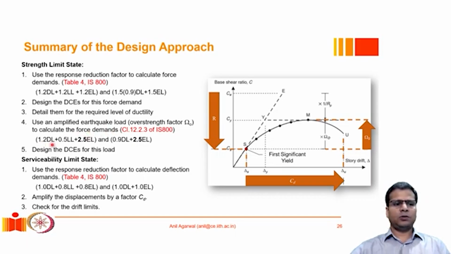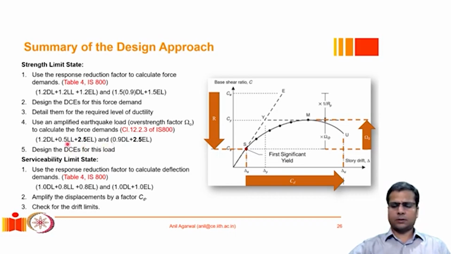For their design, we use a different set of load cases. These load cases are given in clause number 12.2.3 of IS 800, which are different from the ones that are given in general cases in Table 4. So in these cases, you might see that the earthquake loading has been amplified, and this amplification is nothing but the omega factor, the overstrength factor, which basically accounts for all the different types of reserve strengths in the structure, after the first yielding of one of the DCEs. And then the FCEs are designed for this load.